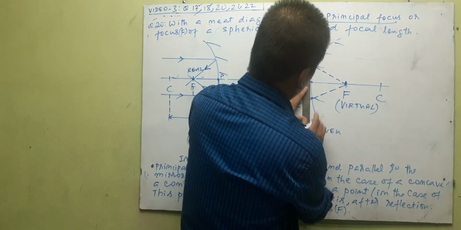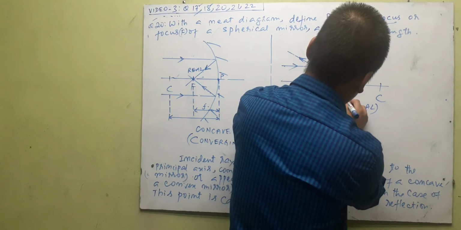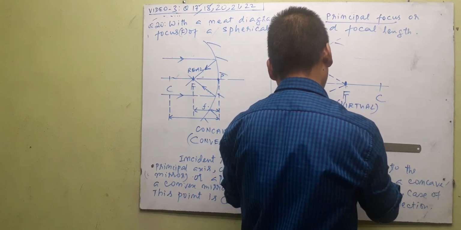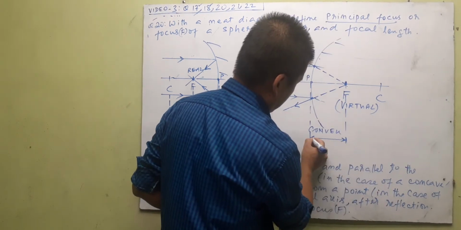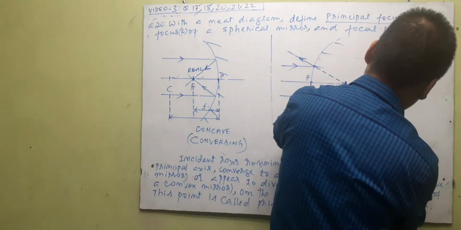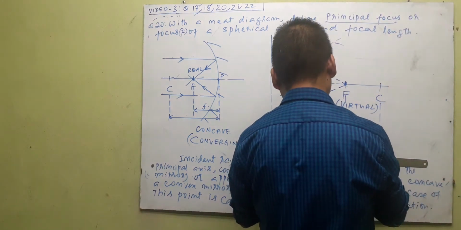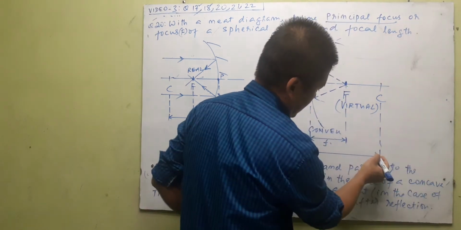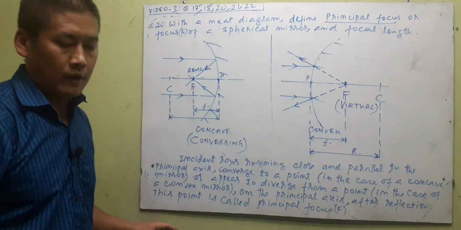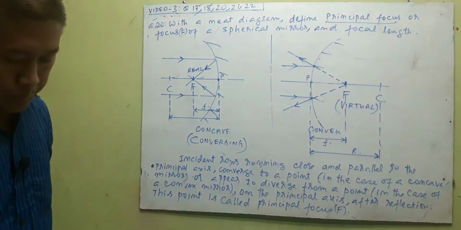So this distance between P and F is called the focal length, small f. And the distance between P and C, we already know, is called the radius of curvature, capital R. Right? So this is what we learned. The focal length is the distance between the focus and the pole. That is called the focal length. So we have learned that.